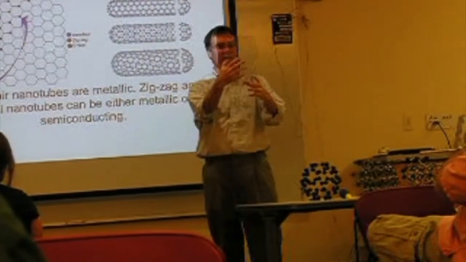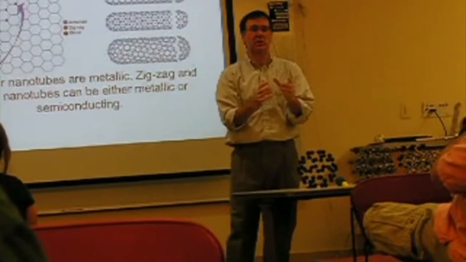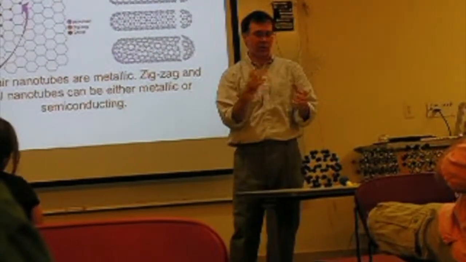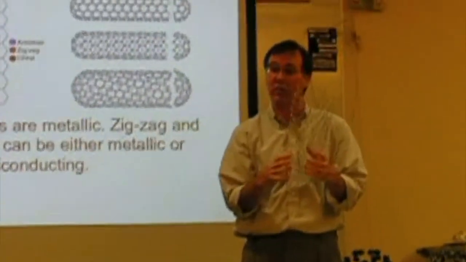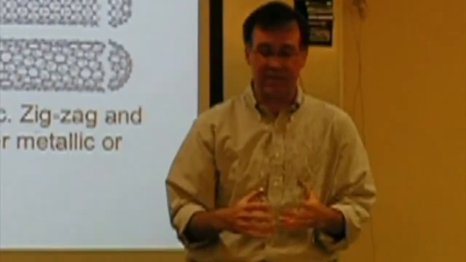So here's a zigzag. And just like the difference between diamond and graphite, there are differences in the properties of these different nanotubes depending upon how you roll them up, whether they're armchair or zigzag or something in between, so-called chiral nanotubes.